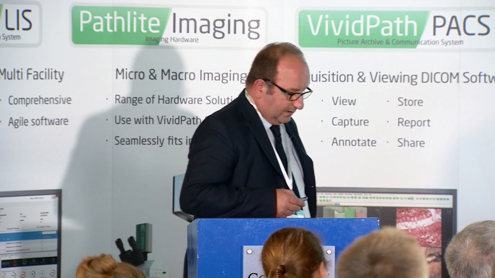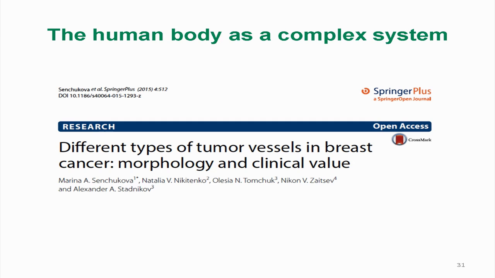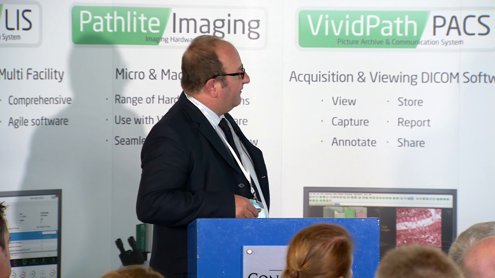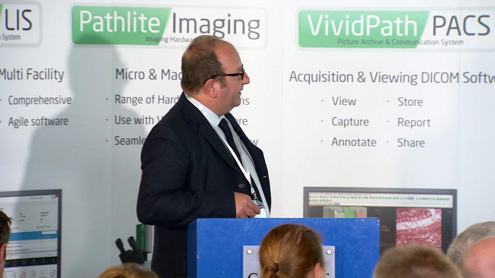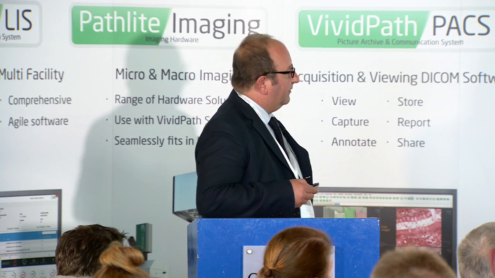And the fact that all anatomical systems can be classified on the basis of their appearance is an important indication that each has a specific form. In this paper, entitled Different Types of Tumor Vessels in Breast Cancer: Morphology and Clinical Value, they underline that other than angiogenesis being a key factor for tumor progression, the form of the vessel is really important for the progression of the disease and for the overall survival and disease-free survival of the patients.